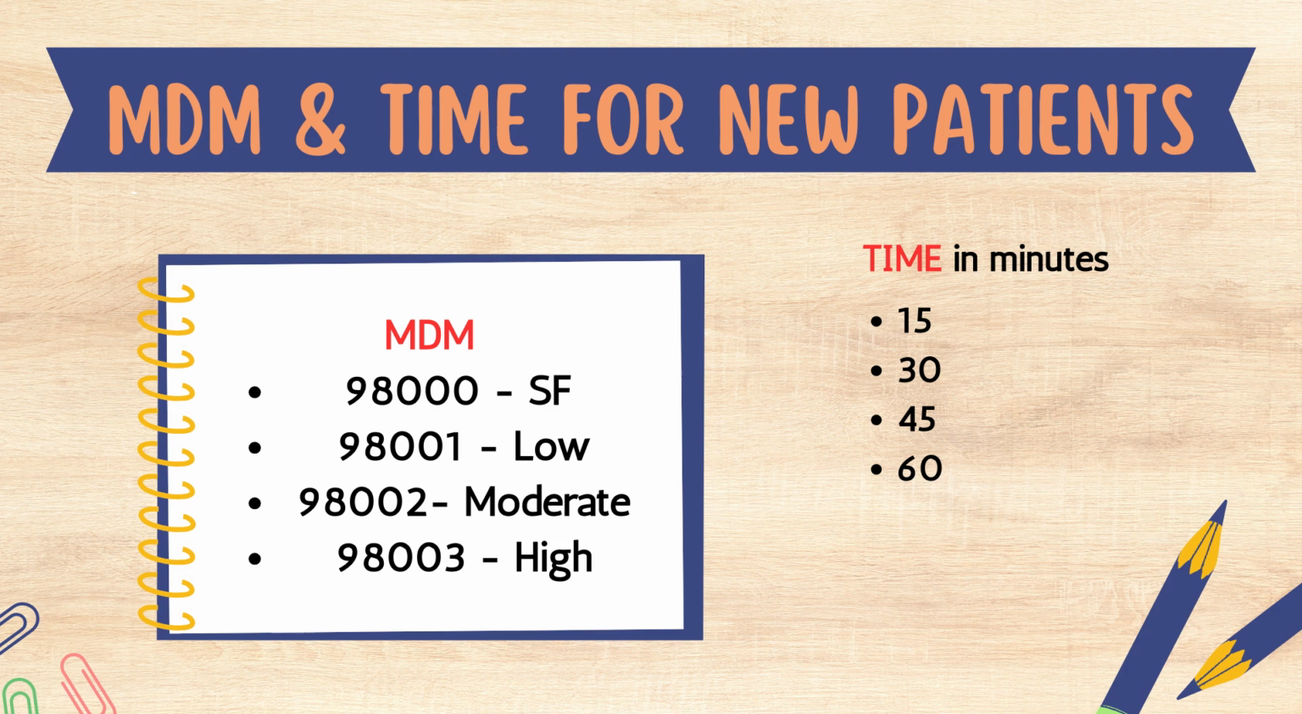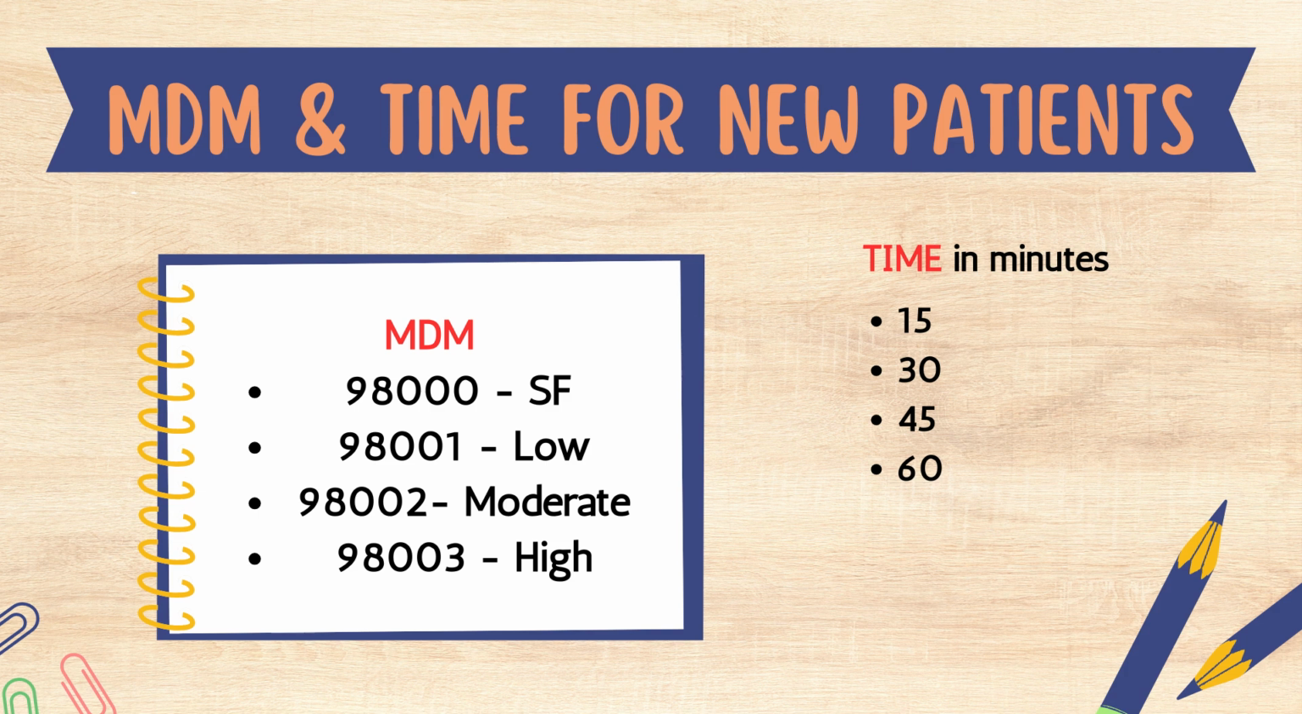The CPT code 98000 has a straightforward medical decision making with a total time of 15 minutes. 98001 has a low complexity MDM with 30 minutes. CPT code 98002 with a moderate complexity of MDM has 45 minutes. And finally, CPT code 98003, which is of high complexity, entails 60 minutes.